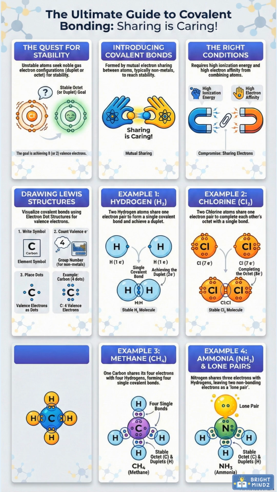You've seen how atoms share electrons to reach stable duplets or octets, how Lewis structures depict these shared pairs, and how molecules like H₂, Cl₂, CH₄, and NH₃ illustrate single bonds and lone pairs. Together, these ideas form the foundation of understanding covalent bonding in chemistry.